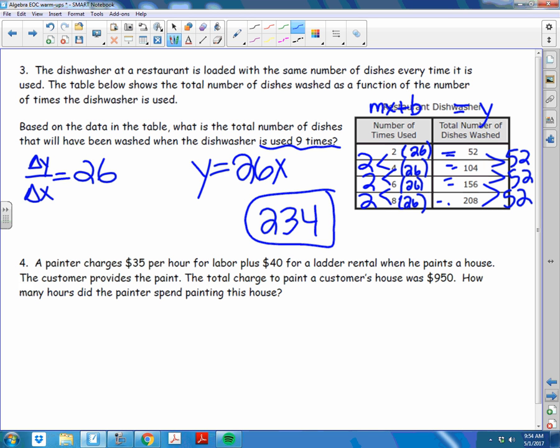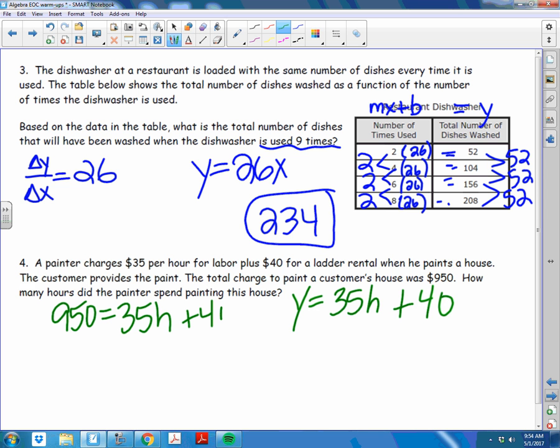Okay? And lastly, a painter charges $35 per hour for labor plus $40 for a ladder rental when he paints a house. What do we know right now about the equation? How do we write the equation? 35x or h plus 40, right? The total charge to paint his house was $950. What does $950 represent? Y value. Very good. So all we have now is $950 equals 35h plus 40.